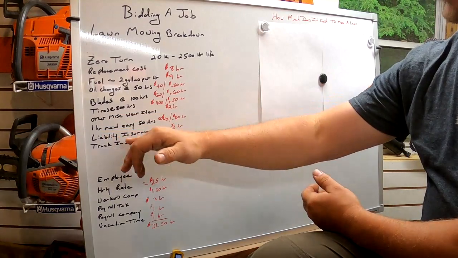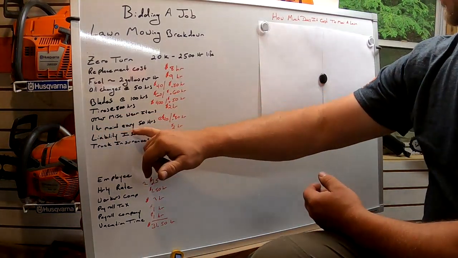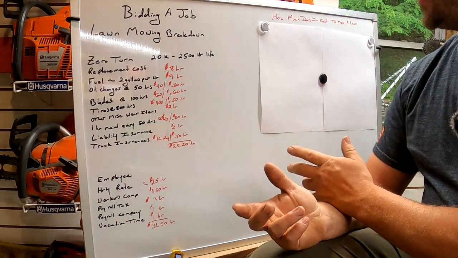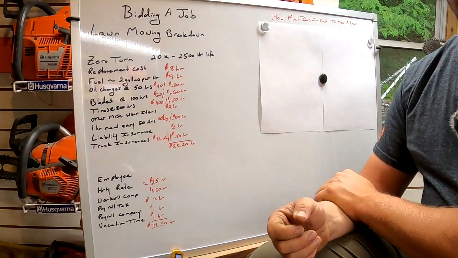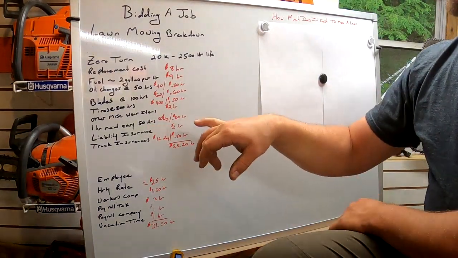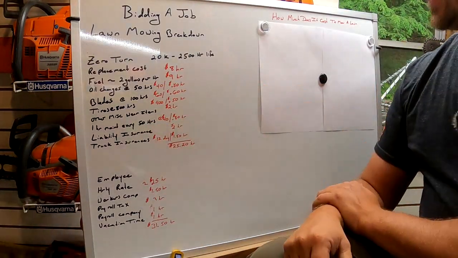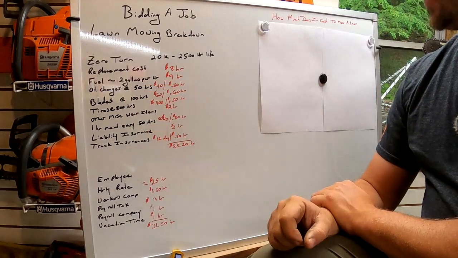I put here, hopefully you all can read my writing, 1 hour of maintenance every 50 hours. That's when we do our service, about every 50 hours. I figure my time is worth about $40 an hour. So, break that down to the 50-hour mark. It's 80 cents an hour to do that maintenance.